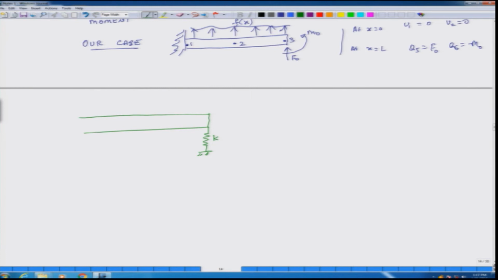Then what will be the condition at the boundary? In this case, these are essential boundary conditions, and then we have natural boundary conditions. So, this is our shear force and this is our moment.